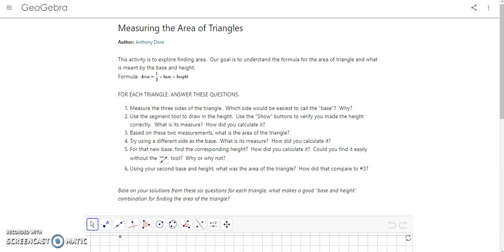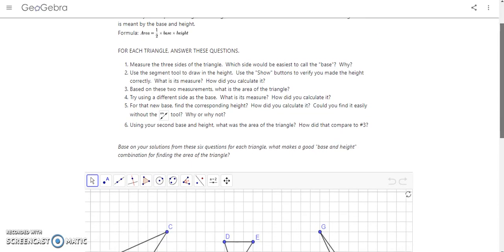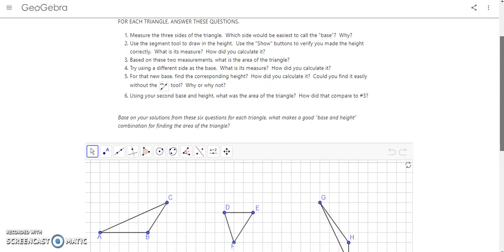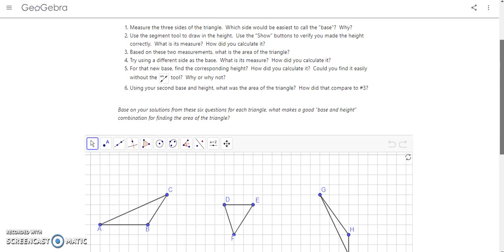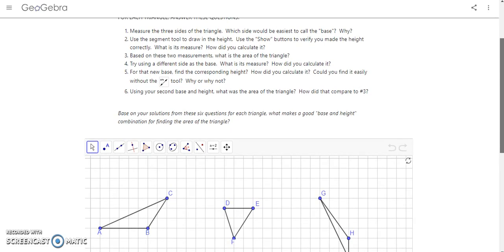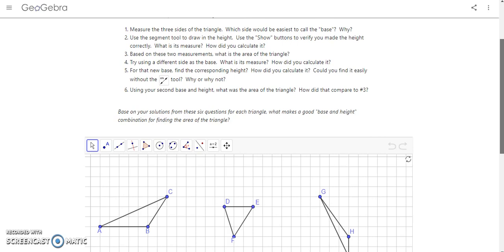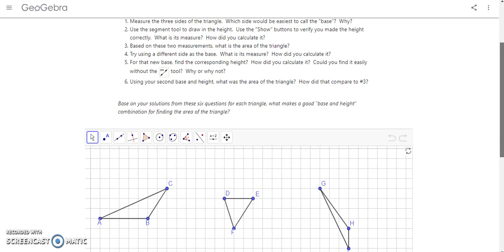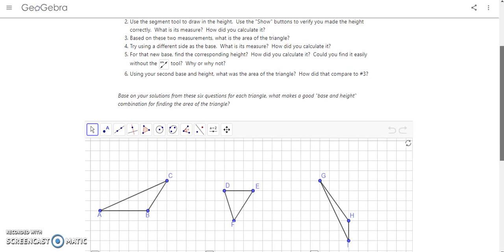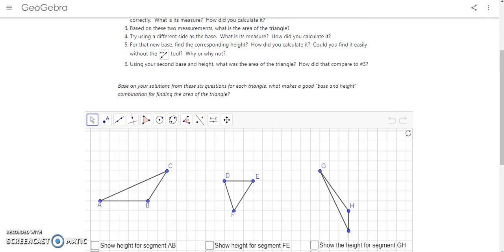asks to actually go into exploring the area of a triangle and understanding base and height and what that means. So first thing you're asked is to measure the three sides of the triangle. So we're going to do this for each of them. And then which would be the easiest base and why. And then use segment tool to draw in the height. And then what would be the area and how do we calculate it.